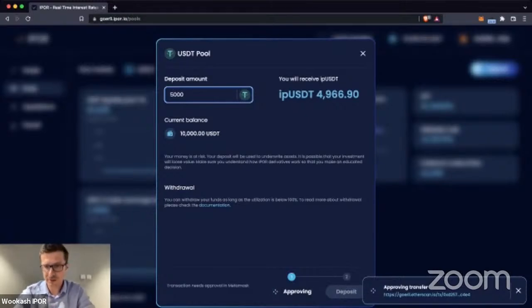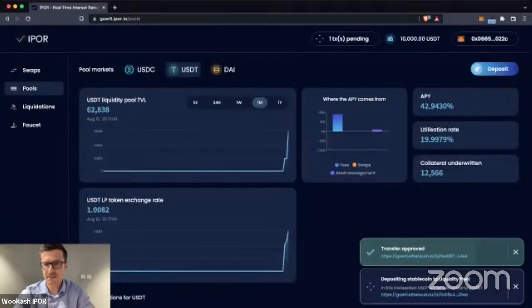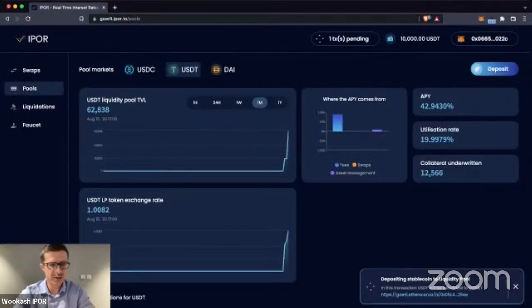Okay, so the transaction is clearing now, and we can deposit. Sign it with MetaMask, and the transaction is on the way. At this point, the smart contract will take my stablecoin and it will issue me, in this case, USDT.